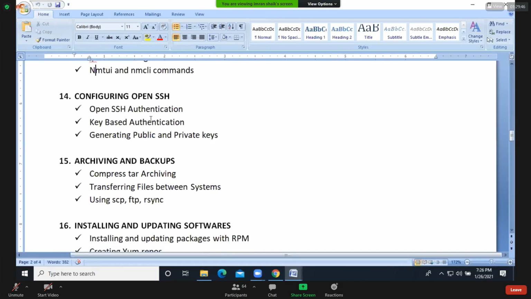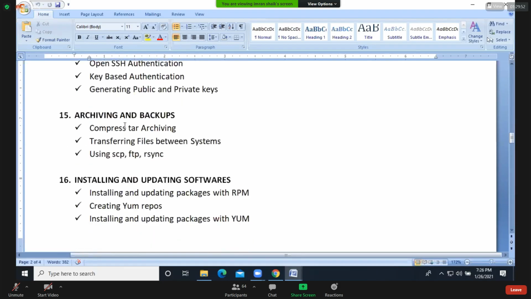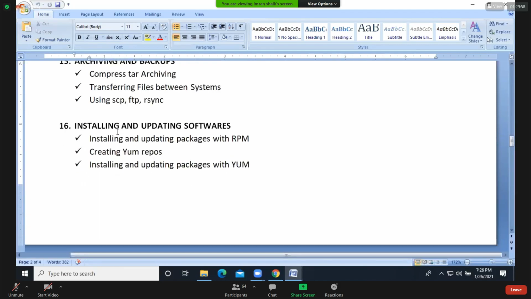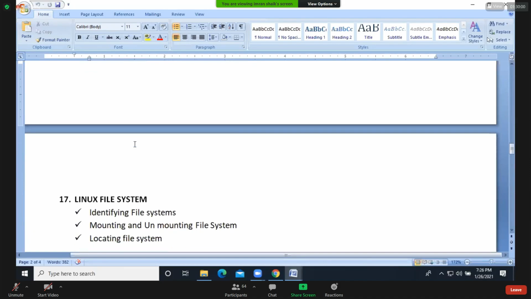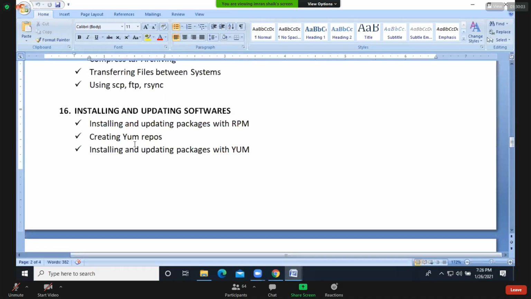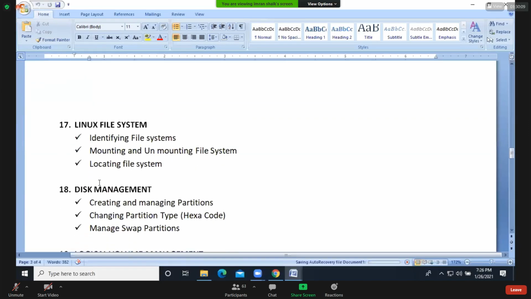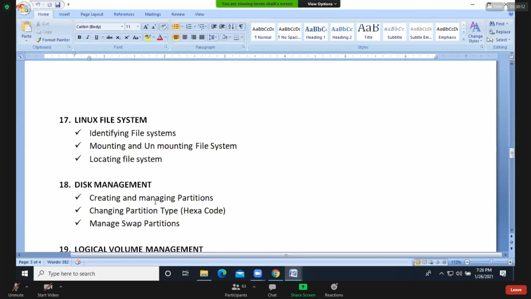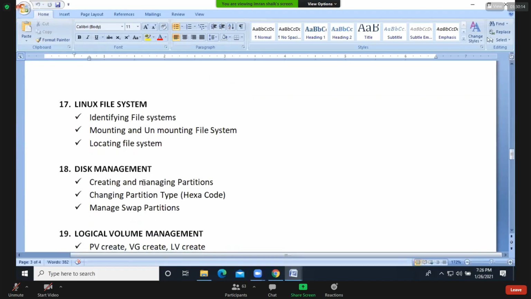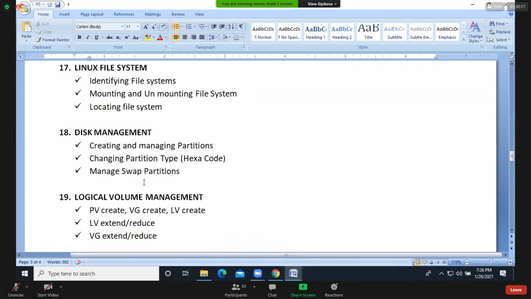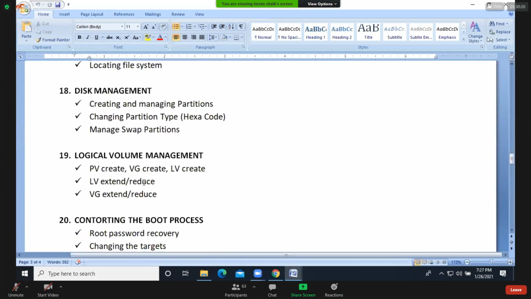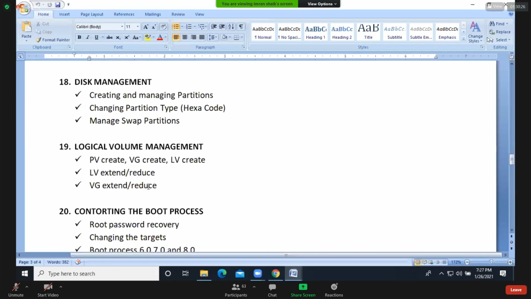Here, SSH key based, public key and private key, how we need to generate everything I'll show you. How to create archives, how we transfer data from one machine to another over the network, and then how to install packages, package management using RPM and YUM both. I will show you how to create repositories also, and then the Linux file system and disk management. Both belong to one chapter. How to create partitions, how we create the mount point and everything. And LVMs, how to create them, how to increase and decrease the LVM size, and how to increase and decrease the volume group size, everything we are going to discuss.